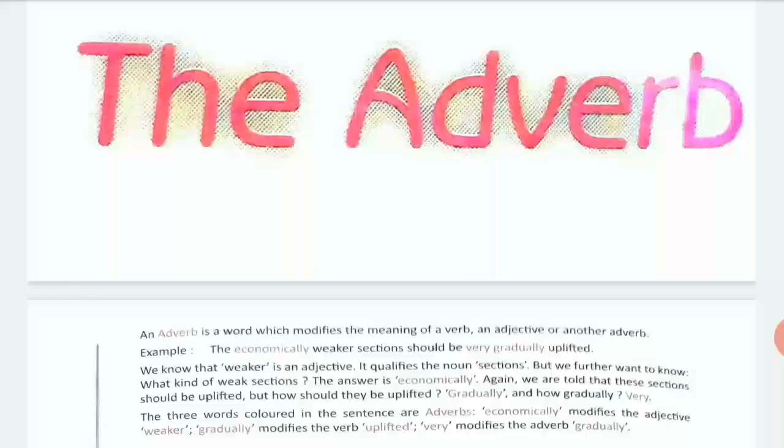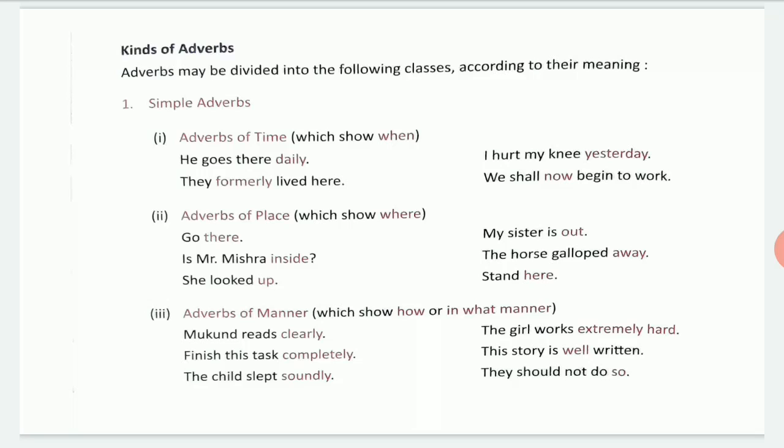So, an adverb is a word which adds to or modifies the meaning of a verb, an adjective, or another adverb in a sentence. Now, let's see and learn about kinds of adverbs. Children, adverbs may be classified according to their meaning into three categories: simple adverbs, interrogative adverbs, and relative adverbs. Simple adverbs may be further subdivided according to their different functions.